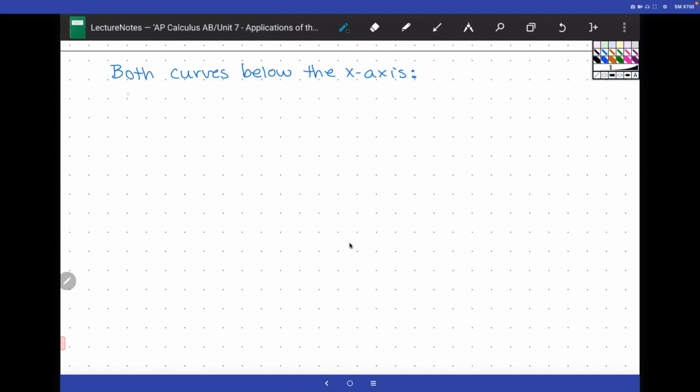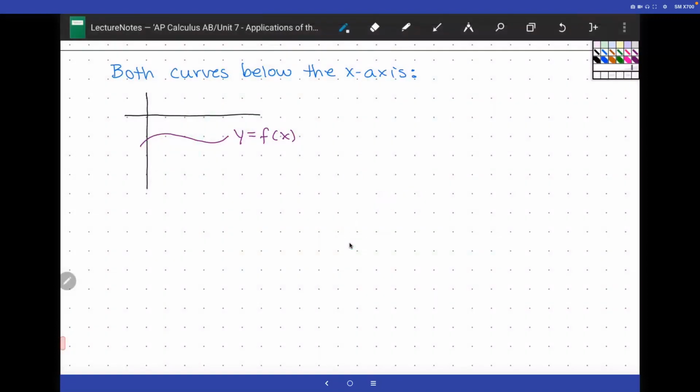So again, I'll draw a picture so we got something to fall back on. I'm still going to put f on top though. So y equals f of x will be above g of x. And we're still going to put our lines, x equals a and x equals b. And this time we're looking at this area.